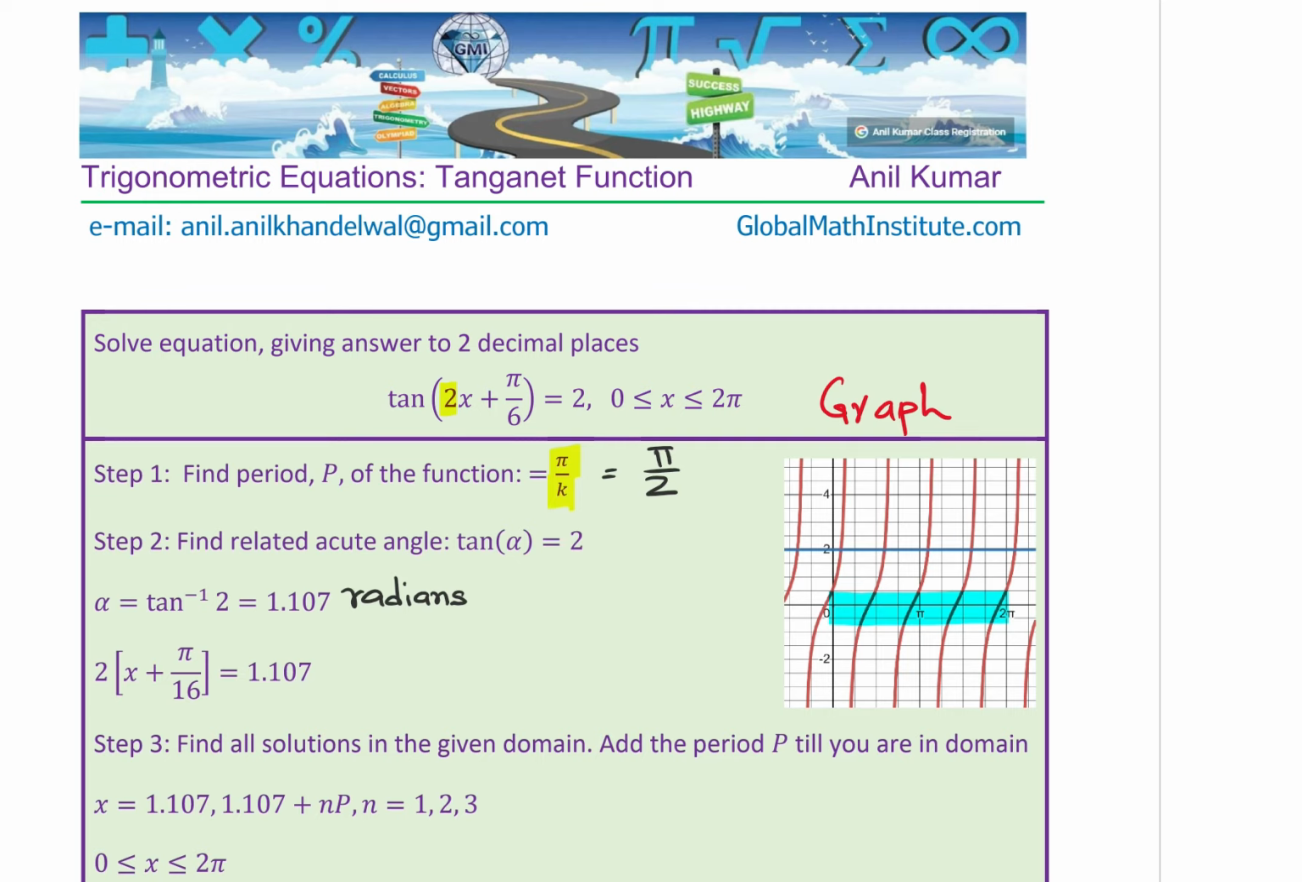As we saw here, we have to rewrite this particular argument with 2 common. We get x plus pi/12. Okay, this is a typing error, it is pi/12, correct? So when you rewrite this, it is tan of 2 times (x + pi/12) equals 2. That is the given equation. Now we know that the argument 2 times (x + pi/12) should be equal to 1.107. So now we can solve for this, correct? You can do your math to solve for x.